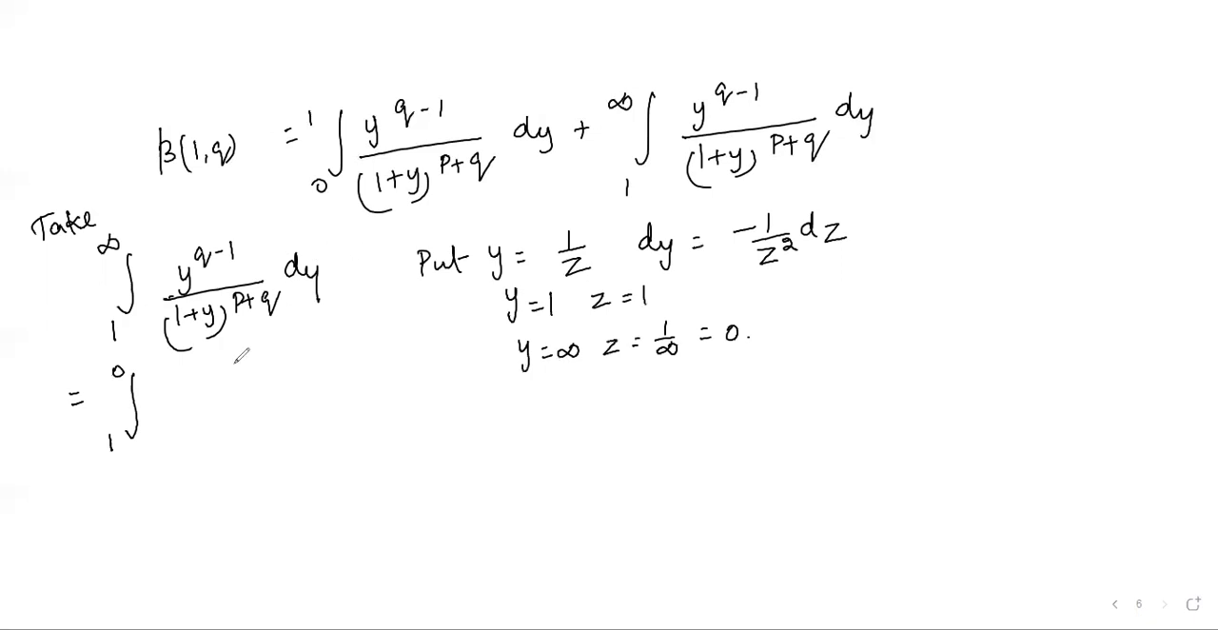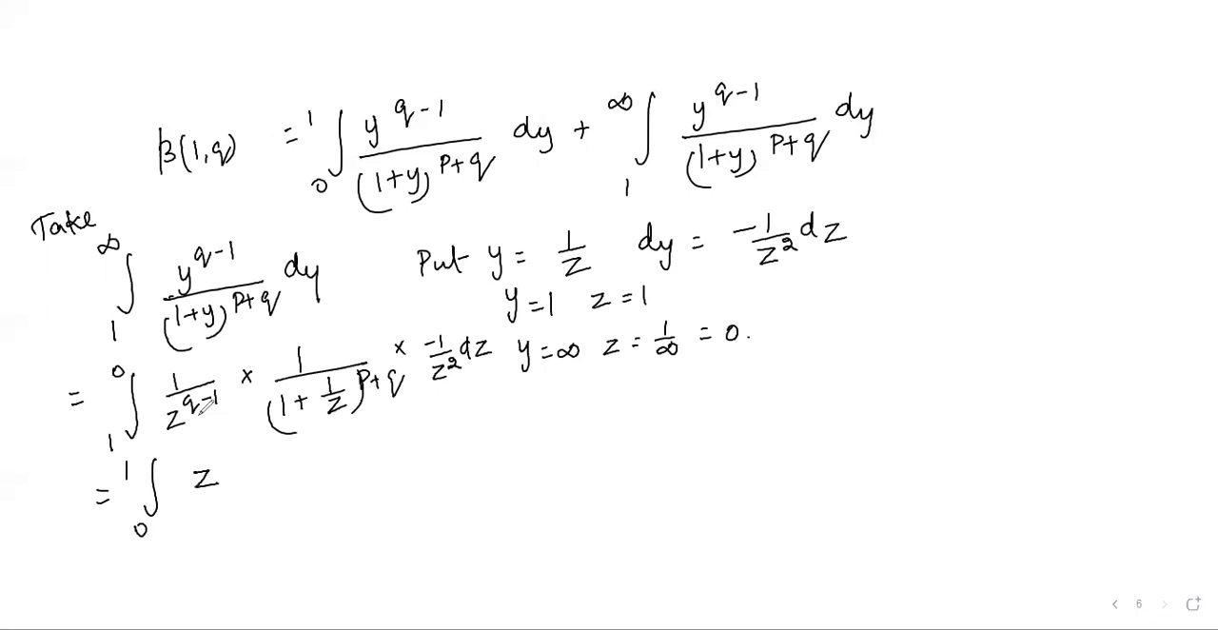So y power q minus 1. y is what? 1 by z. 1 by z to the whole power q minus 1. I can write it as 1 by z power q minus 1, into 1 divided by 1 plus y. So that means 1 plus 1 by z whole power p plus q. dy is what? Minus 1 by z square into dz. So again the minus sign. So if I take the minus sign outside and leave it, I have to change the limit as 0 to 1.